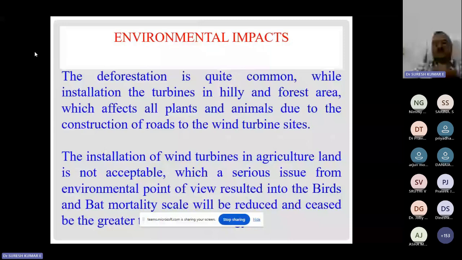We can never commission this in a city or town or near a road. So it will always be in a hilly area or forest area. Naturally, deforestation happens, which affects all plants and animals due to the construction of roads to wind turbine sites. Vehicles and employees need to move to wind turbine sites, so there will be roads. Definitely it will affect the animals and plants. Plants means sometimes rare species will be there.